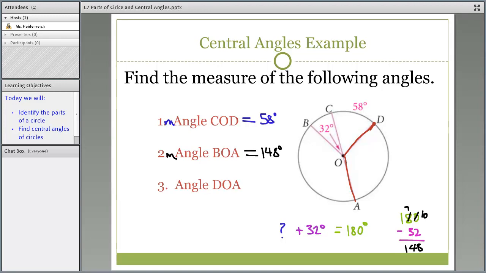Remember that COD was 58 degrees right here. But we want this angle right here. Let's make that look more like an 8. 58 degrees. Okay. So if we kind of look again, going on that COA line, that's a half circle. So we know that the 58 plus the yellow angle is going to equal 180 degrees. So I'm going to write that out here.